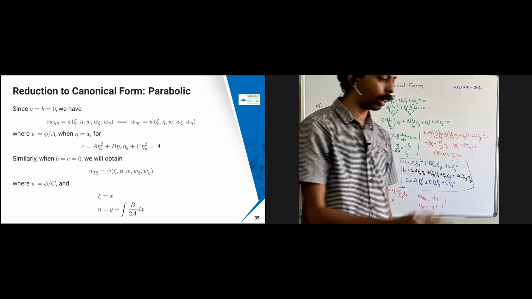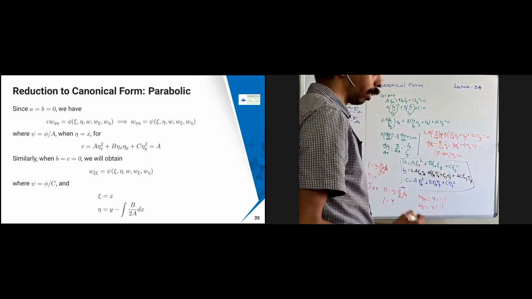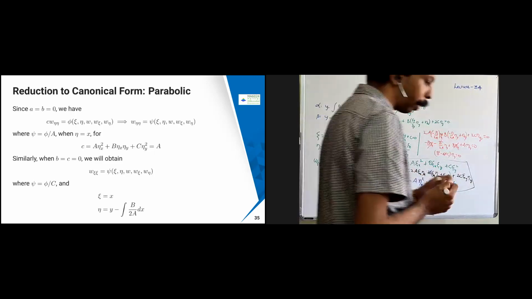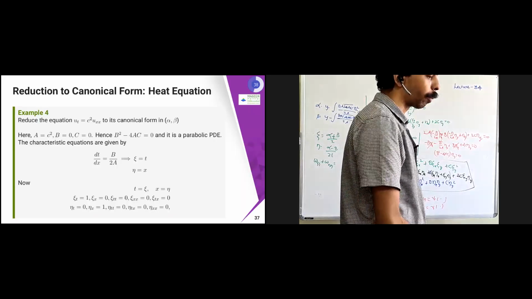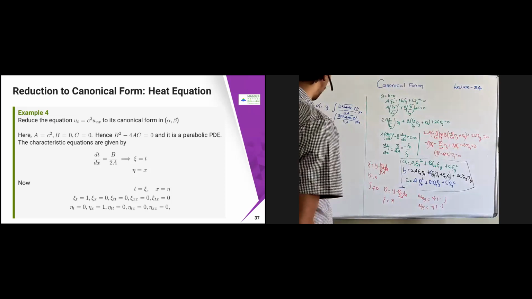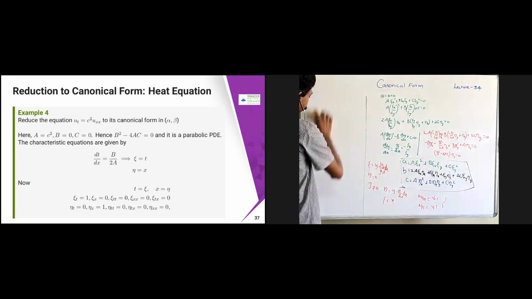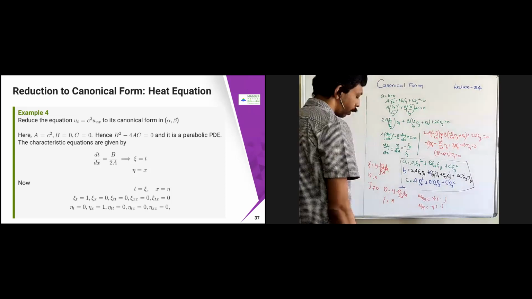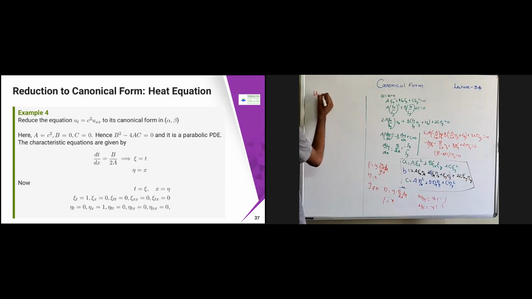Okay, the other way also we can choose. In that case, chi is going to become x and y equal to minus b by 2a. So we'll see one problem: the heat equation. In the heat equation, what we have is u_t equal to c square u_xx.